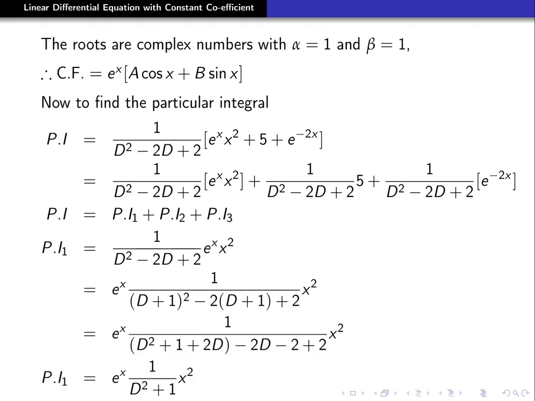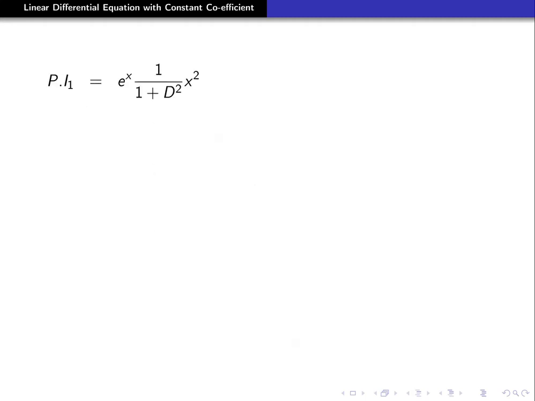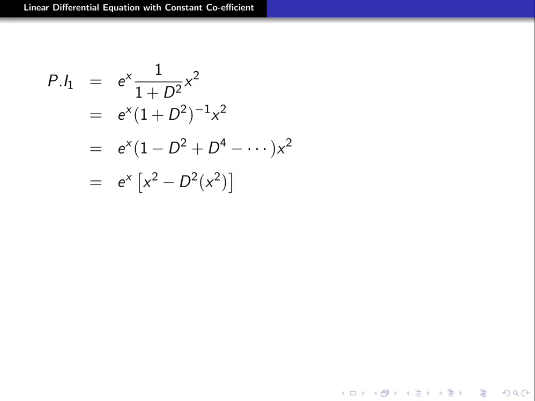Simplify this. After the simplification you will get this. Then we can use type number 3: e power x into 1 divided by D square plus 1 into x square. Therefore, bringing 1 plus D square to the numerator, we get 1 plus D square the whole inverse. By using the binomial theorem we can expand it, and we get this. Now multiply by x square. Up to the second derivative only it is non-zero; from the third derivative onwards it is 0. Therefore we can neglect the higher derivatives.